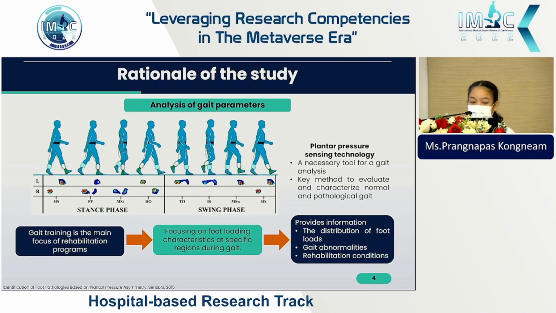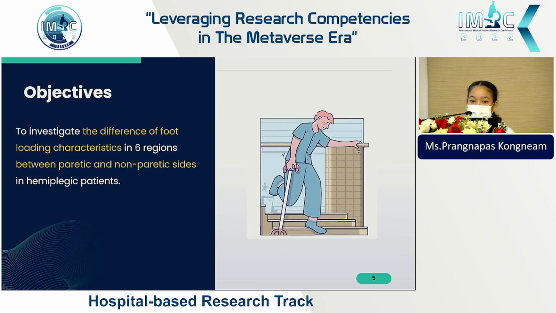Gait training is the main focus of rehabilitation programs, so we focus on the foot loading characteristic, as specific regions during gait provide information about the distribution of foot load, gait abnormalities, and rehabilitation conditions. So our objective is to investigate the difference of foot loading characteristics in 6 regions between paretic and non-paretic sides in hemiplegic patients.